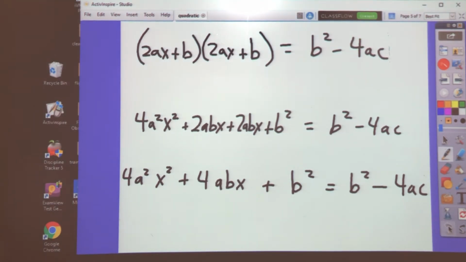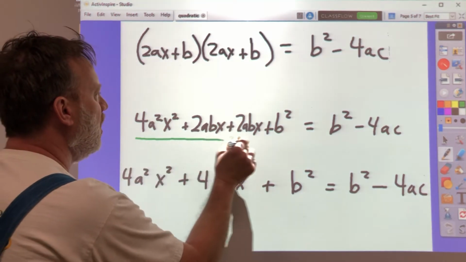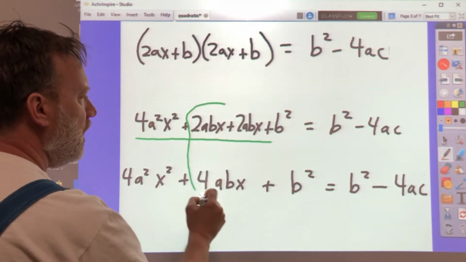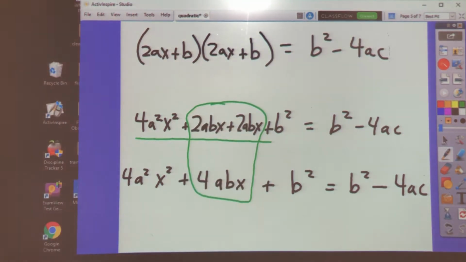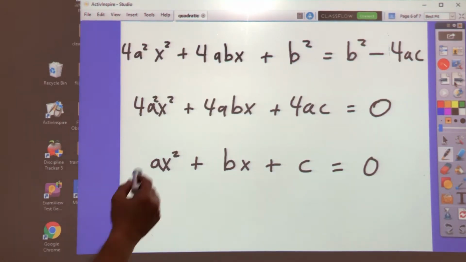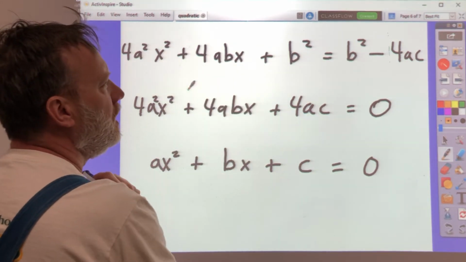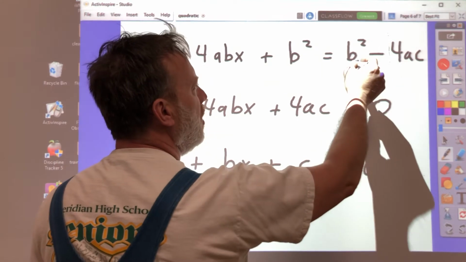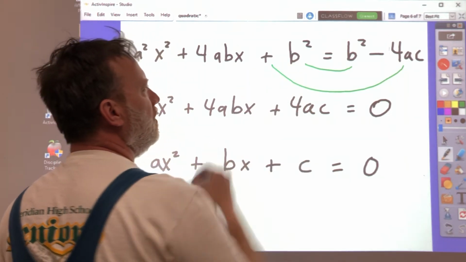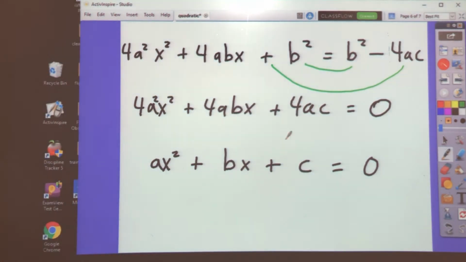And when we do that, we end up with 4a squared x squared plus 2abx plus another 2abx plus b squared, and these two 2abx's combined to make a 4abx. And this other side's still sitting there. So let's start with the 4's here on the next side. Go to the top of the next page. There it is. It's the same thing written down, just copied and pasted. And I can subtract b squared off both sides and get rid of that. I can add a 4ac to both sides and get this over here. And that's what I have on this line.